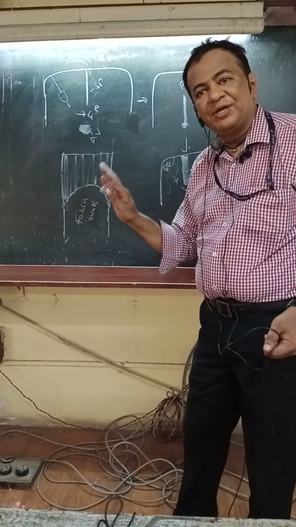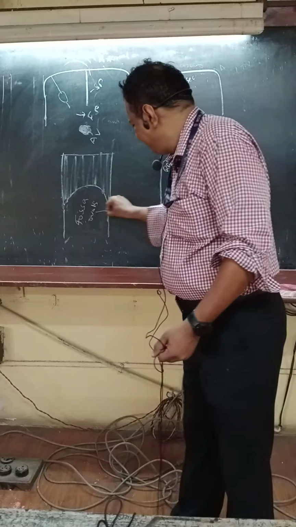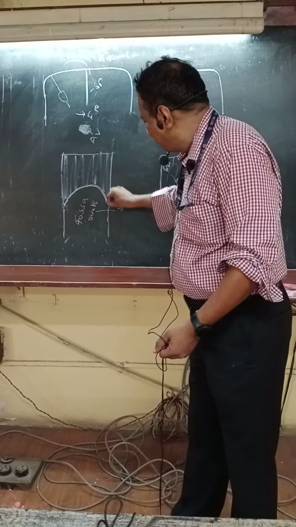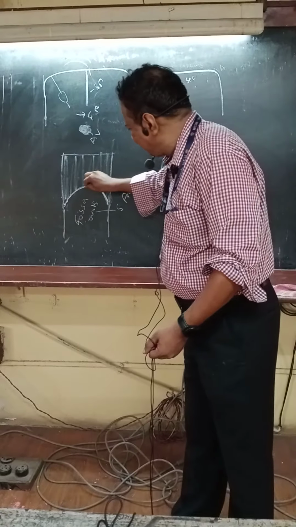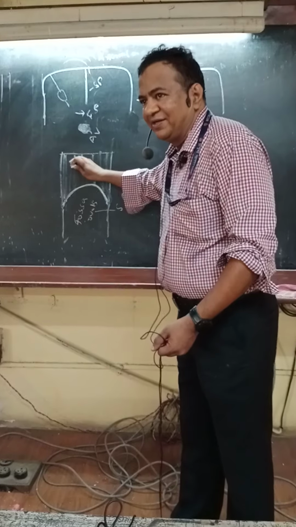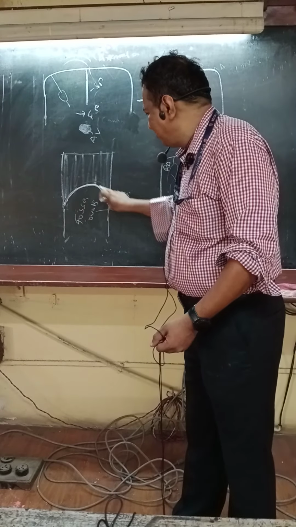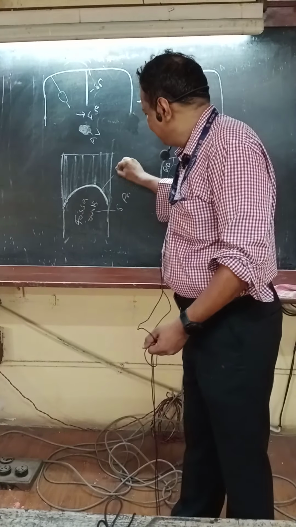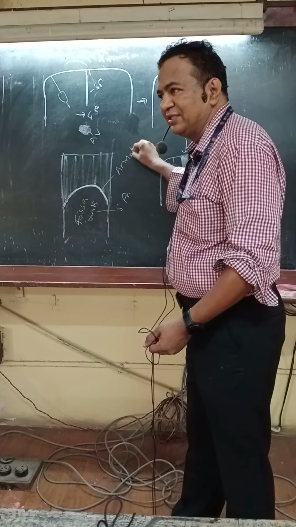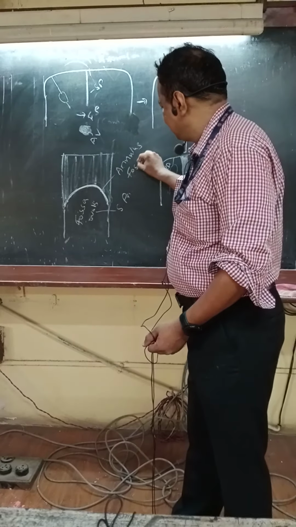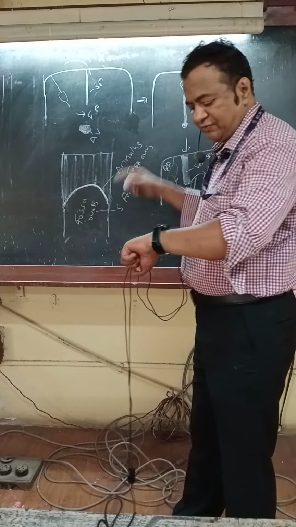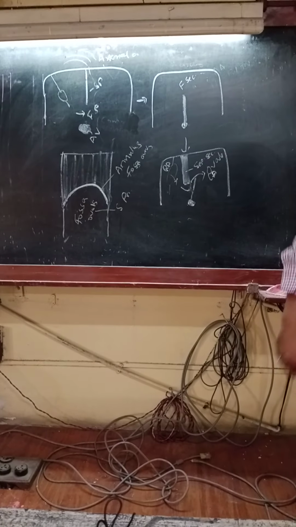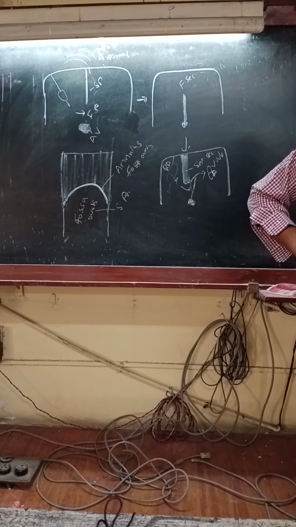What is fossa ovalis? Septum primum. And the lower border of the secundum is so thick that it seems to be surrounding the fossa ovalis. So this is called annulus. Annulus means surrounding fossa ovalis. Annulus fossa ovalis. You are with me on this?